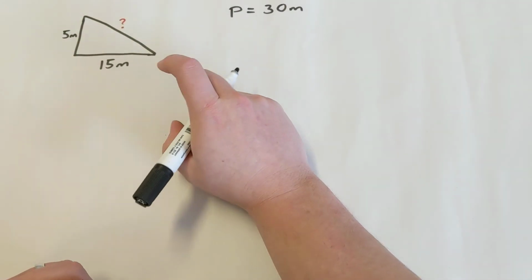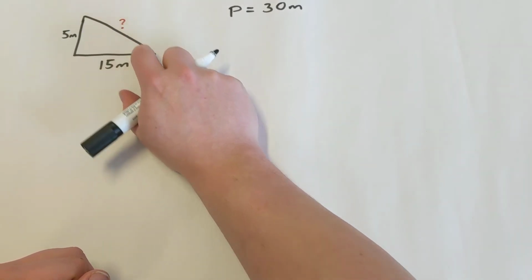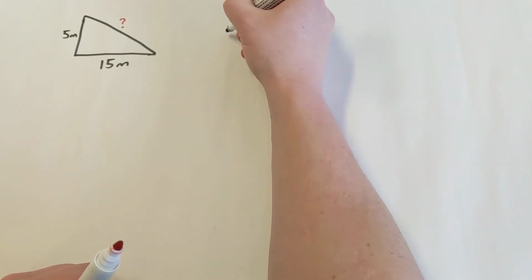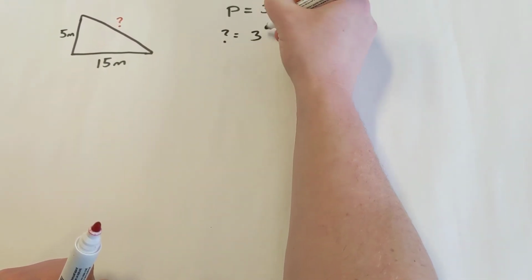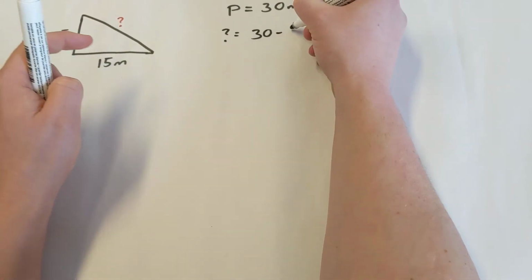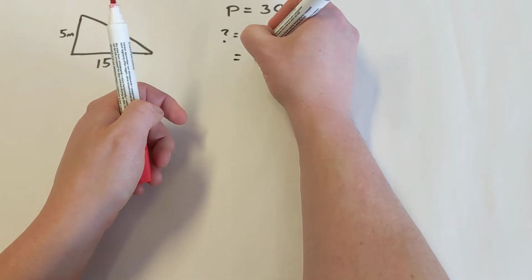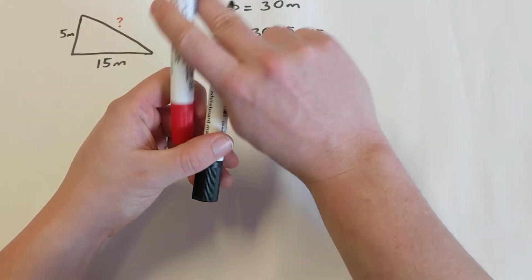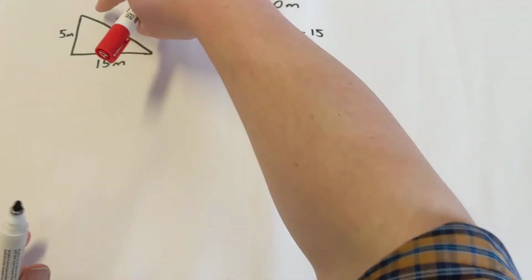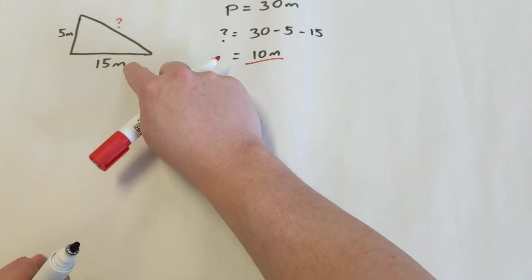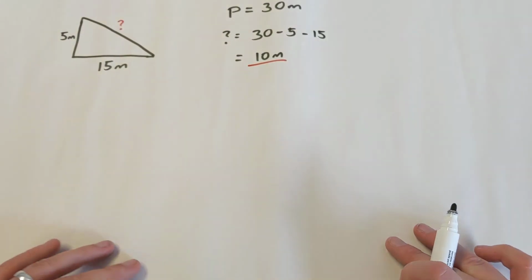So I can do this in my head. I can say, well, 5 and 15 is 20, so there's 10 missing. Or we can say, well, that missing side is going to be the 30, which is the total perimeter, take away 5, take away 15, which equals 10 meters. Now, you might have noticed these numbers don't quite make sense, because this side should be longer than that one, but I've just made up numbers here. The point still stands for how you work out perimeter.